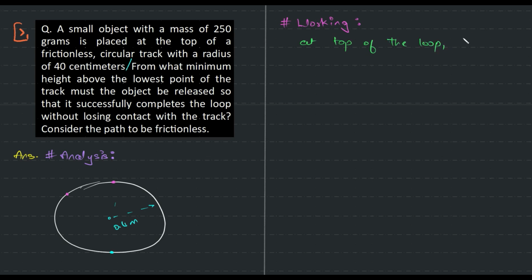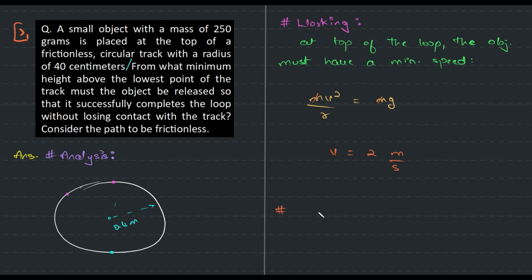The object must have a minimum speed, right? So that would be mv square by r for it to counter mg, right? And so your velocity will be root of how much is that? 0.4, sorry, 4, basically 2 meter per second, right? So that would be our velocity that we need.